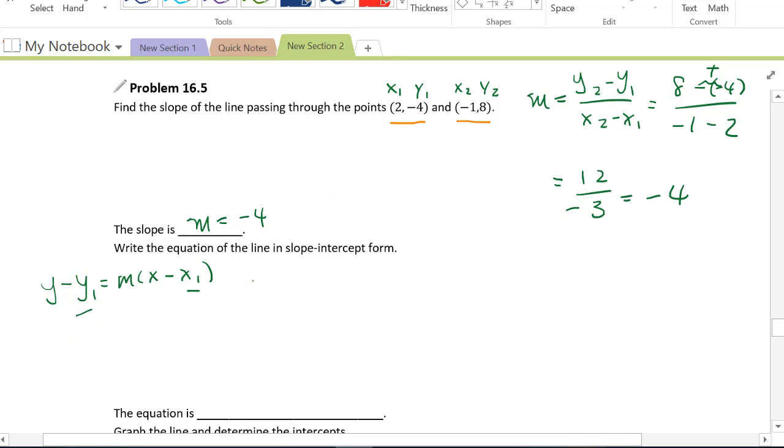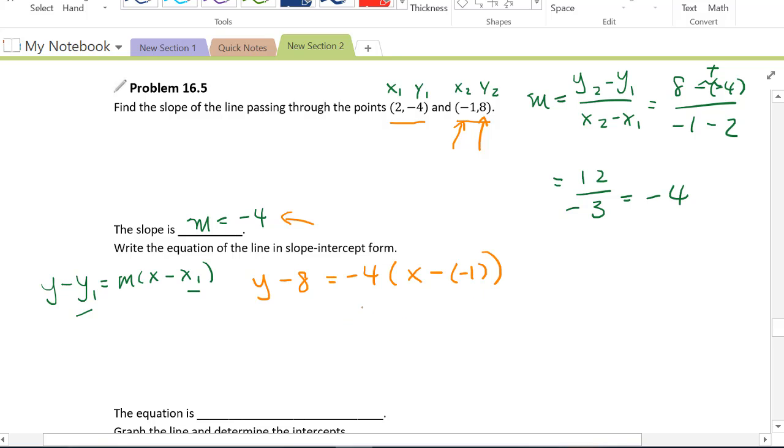So this would give us y minus, what's y1? Well, in this case, I'm going to use 8 for y1, right? That's 8 equals m, which is -4, right? That's -4 from before. That's your slope, m. Times x minus, what's x1? I'm going to choose to use -1 for x1.